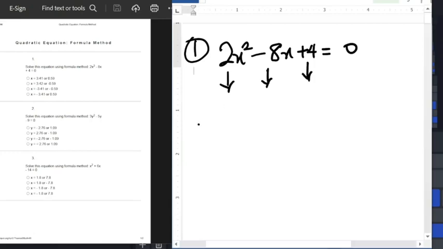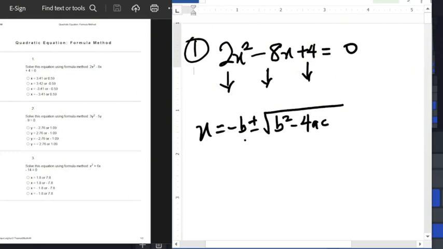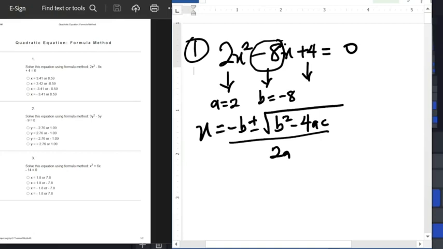All right. So the formula is x equals minus b plus or minus square root of b squared minus 4ac, everything divided by 2a. So a here equals 2, b equals minus 8. The minus is with the 8, and c is 4. All right. So we're going to put the values of these variables into this formula.